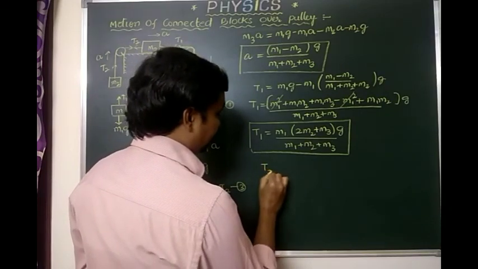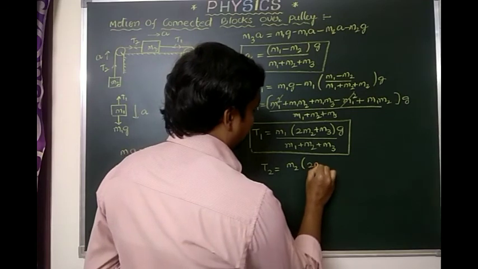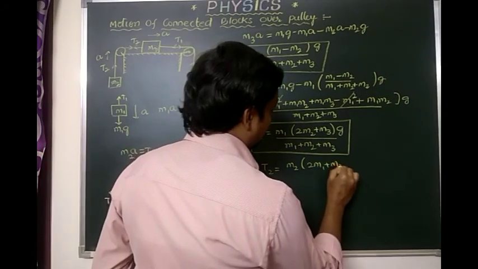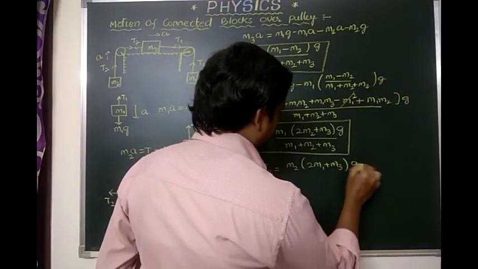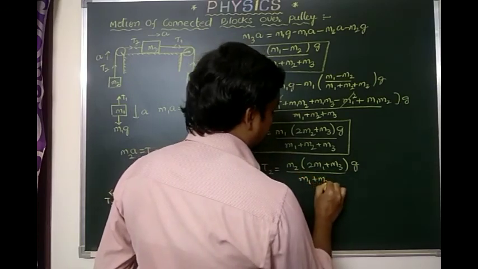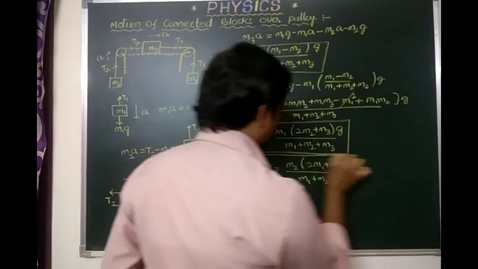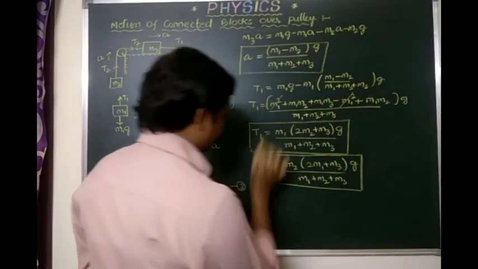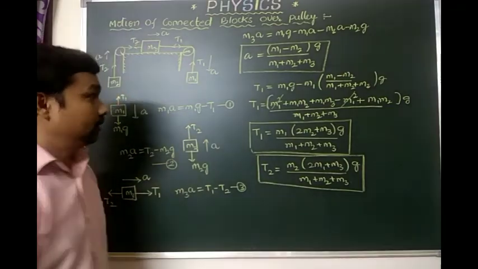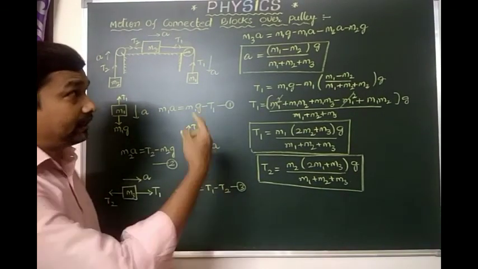Similarly, you can write tension T2. We get directly M2 of 2M1 plus M3 into G divided by M1 plus M2 plus M3. This is giving you the tension relations with acceleration.